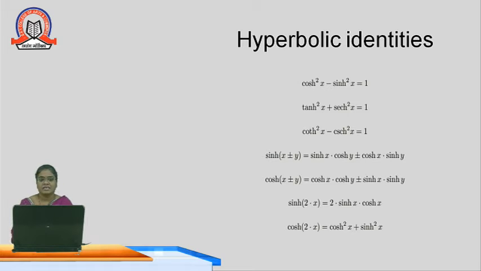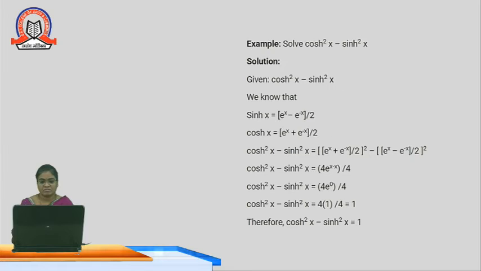in trigonometry, sin a plus b, sin a minus b, cos a plus b, cos a minus b. Here we have sinh of x plus or minus y equals sinh x cosh y plus or minus cosh x sinh y. Cosh of x plus or minus y equals cosh x into cosh y plus or minus sinh x into sinh y. Sinh 2x equals 2 sinh x cosh x. Cosh 2x equals cosh square x plus sinh square x.